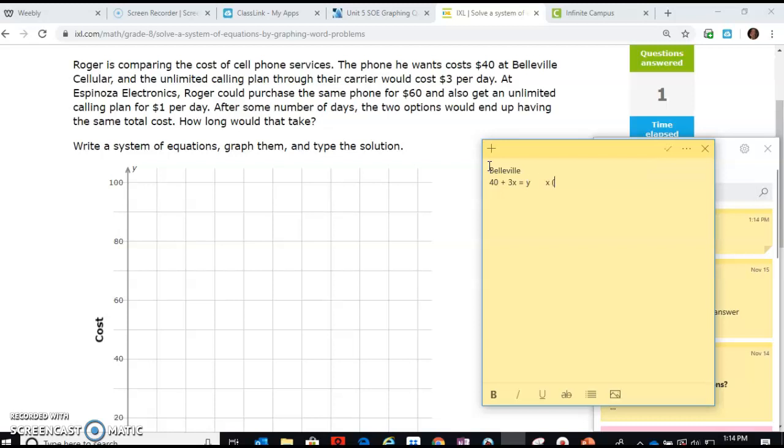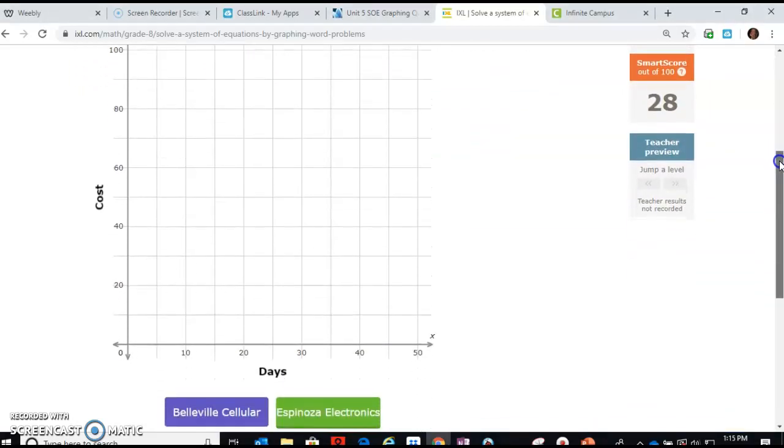So X is the number of days. Y is total money. All right. At Espinoza, you can get the same exact phone, but this time it's $60. But an unlimited plan would only cost him $1 per day. Okay. So the X and the Y mean the same thing here. So let's go ahead and scroll down to see how we're going to graph them.